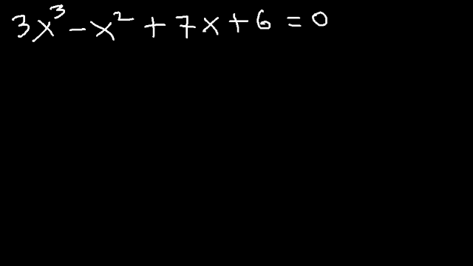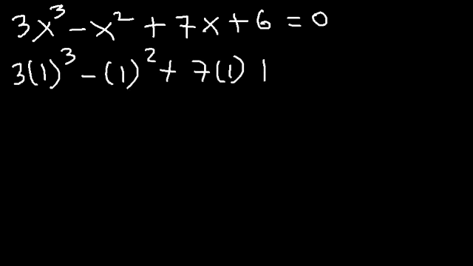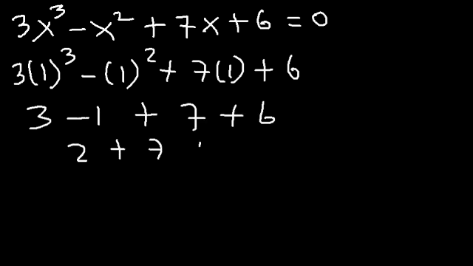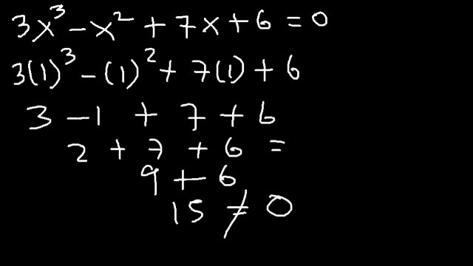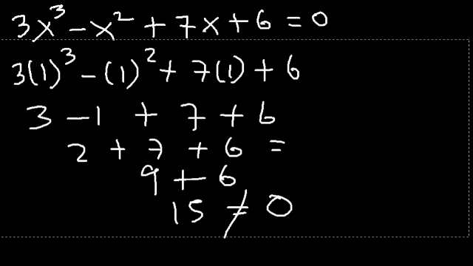So let's start with 1. Let's see if that's going to be a possible factor. So 3 times 1 cubed minus 1 squared plus 7 times 1 plus 6. This is 3 minus 1 plus 7 plus 6. That's 2 plus 7 plus 6, which is 9 plus 6, and 15. So that's not 0. So 1 is not a factor.